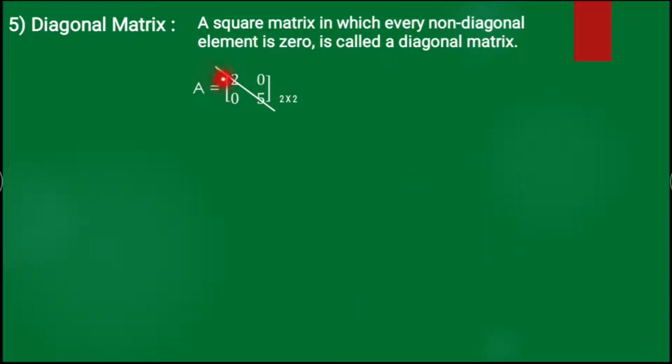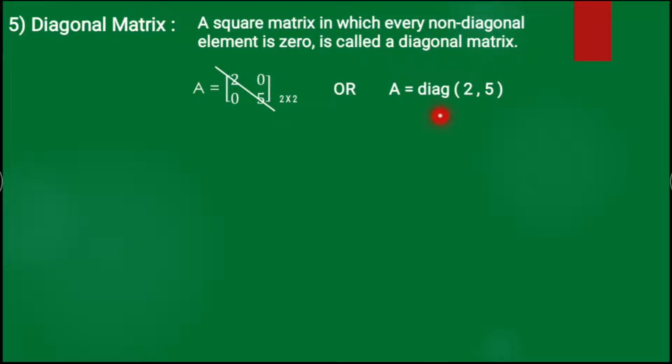So here we consider diagonal, and 2, 5 are the diagonal elements. So this 0 is below the diagonal and this 0 is above the diagonal. So such type of matrix we call a diagonal matrix, or we write this diagonal matrix in this way also.